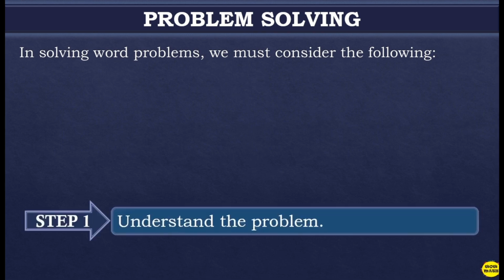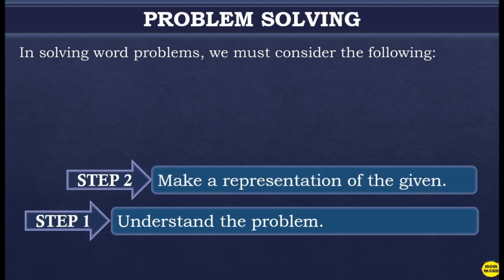Step one, and this is the most crucial and the most important step in solving word problem, is to understand the problem. You must comprehend and understand, because the way you translate the problem into symbol will depend on how you understand the problem. So be careful, be mindful, and understand the problem properly.